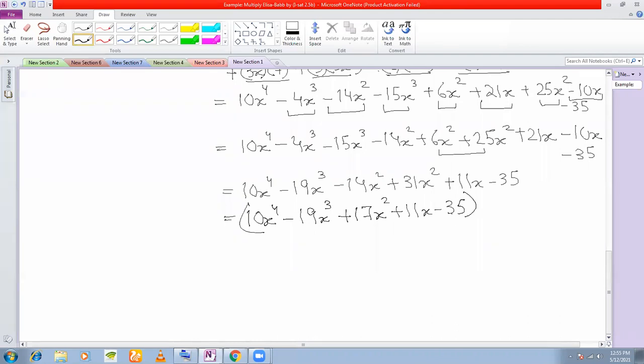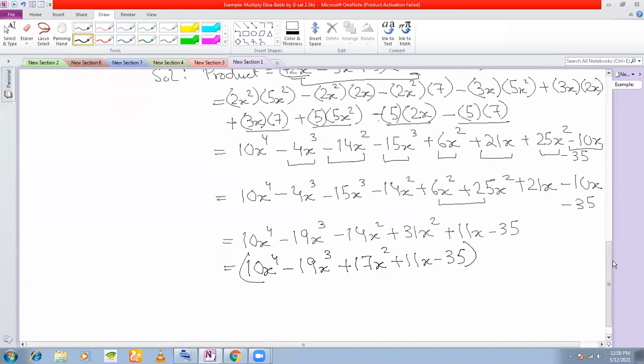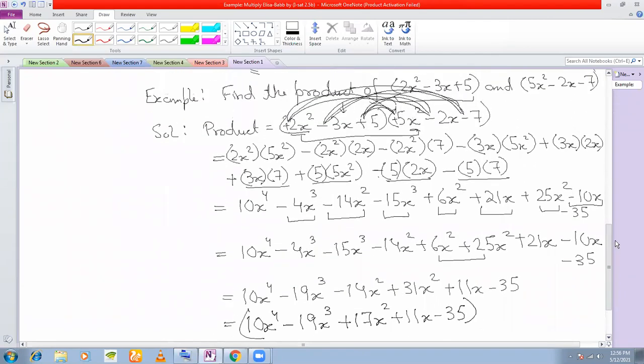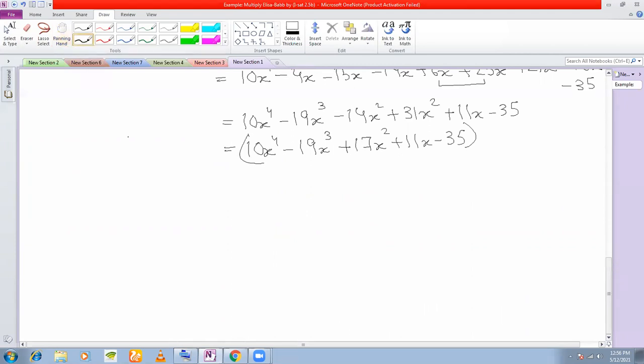Any questions on this problem? Any step? No, sir. If not, then I will proceed with the last example. Okay, the last example. Or do you want more examples, or should I proceed to the exercise?